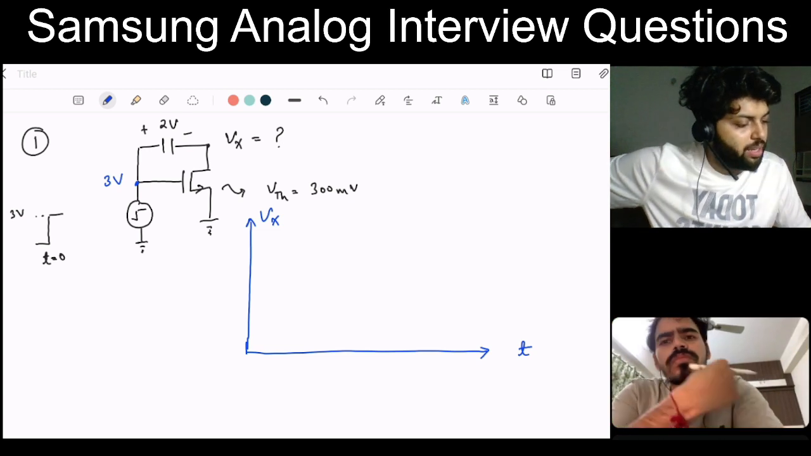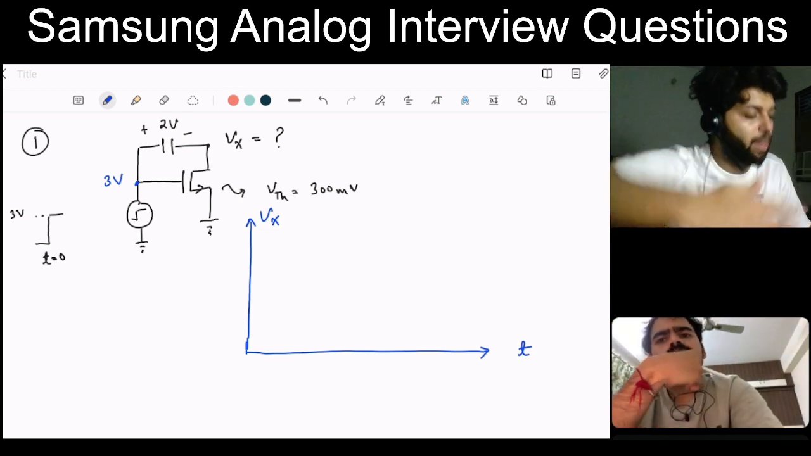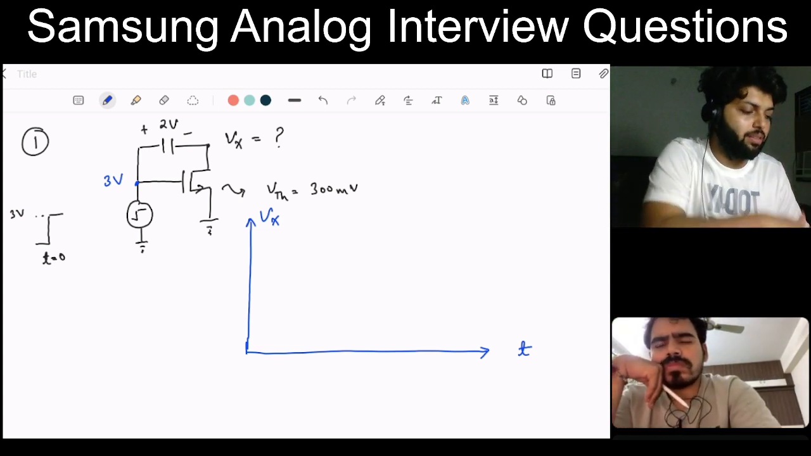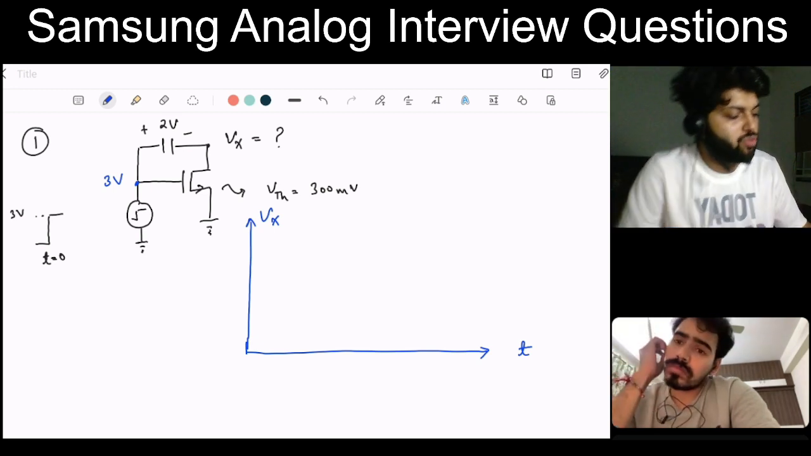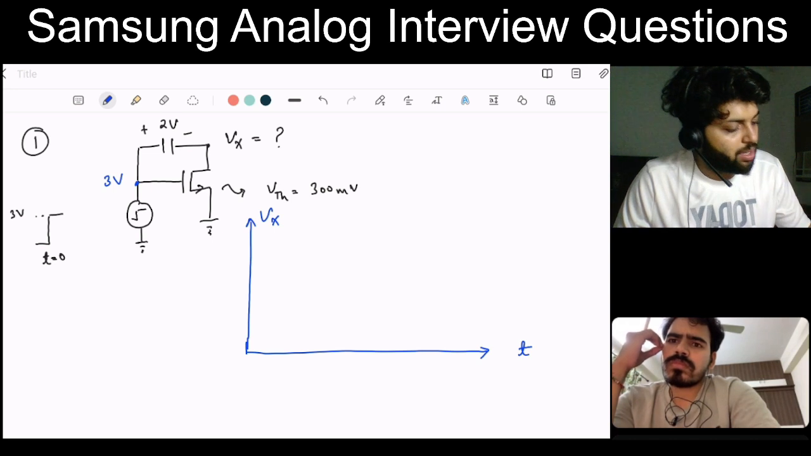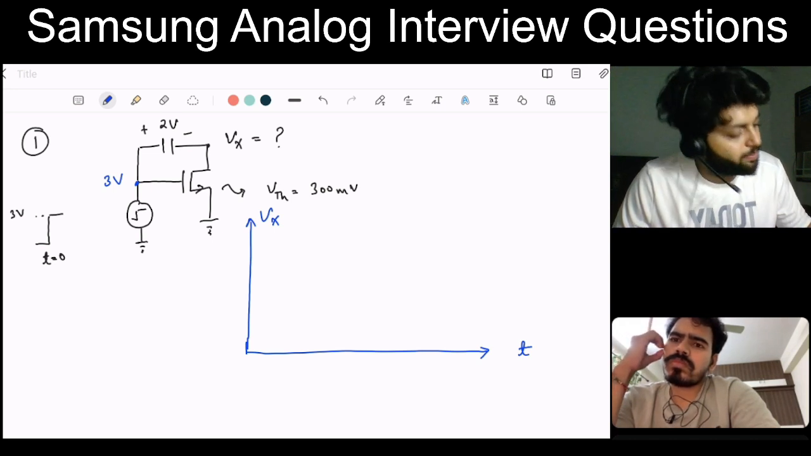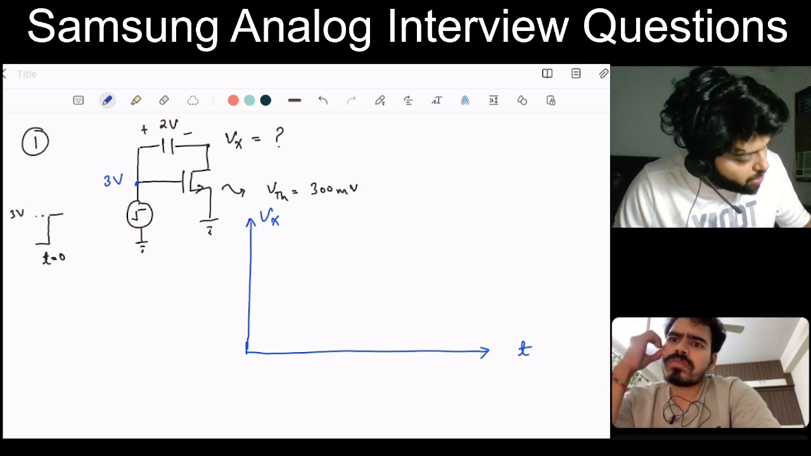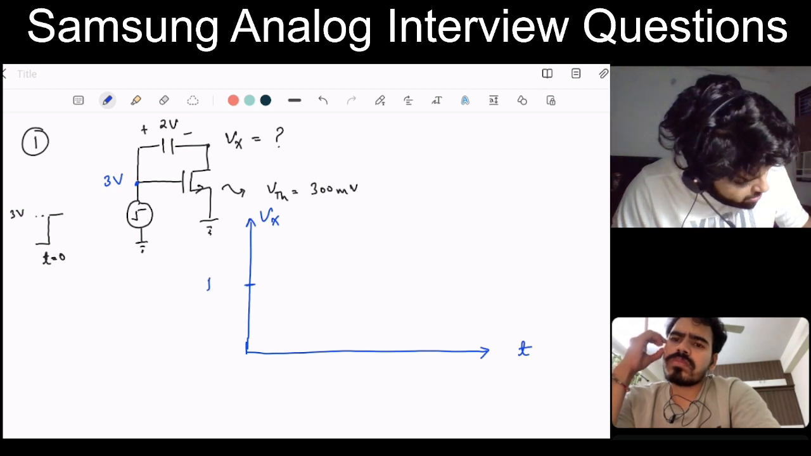It's just like changing the level of the capacitor. Beforehand, the input was at 0 and Vx was at minus 2, but now we have moved from 0 to 3 volt suddenly, so the output voltage will move from minus 2 to 1 volt. So I have drawn this to be 1 volt.